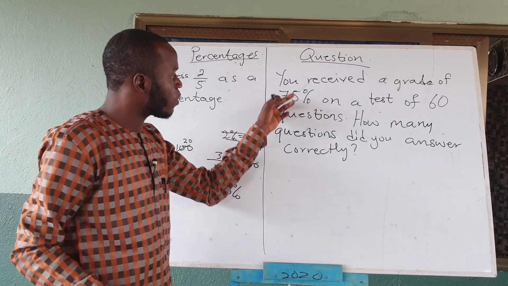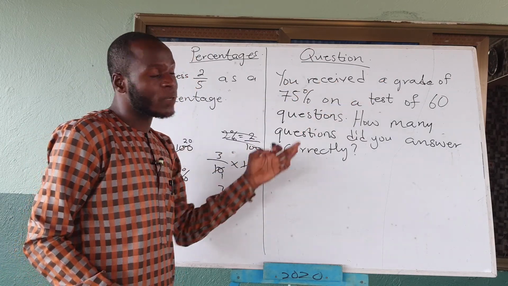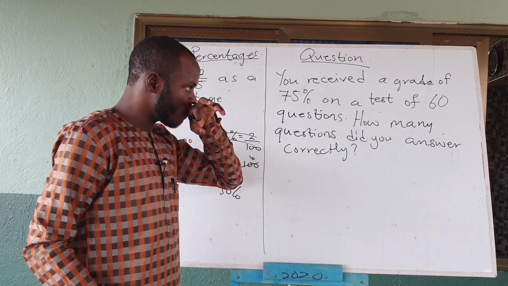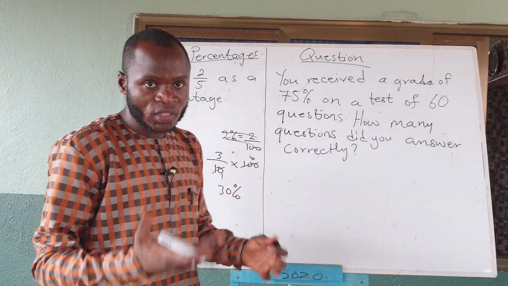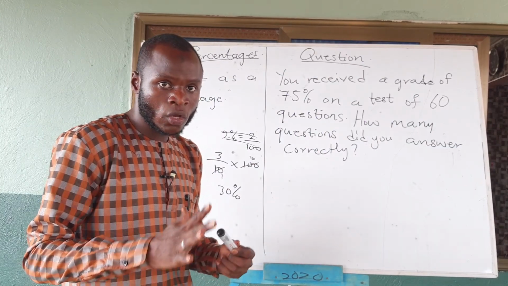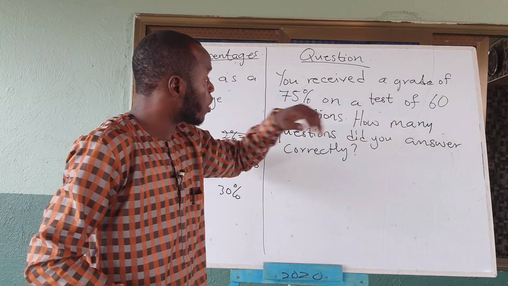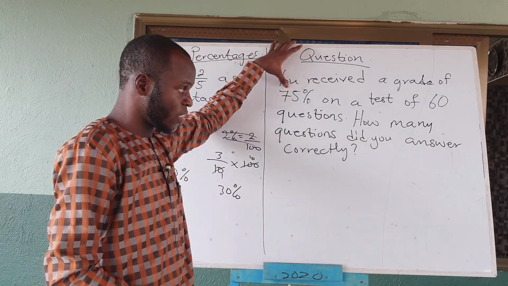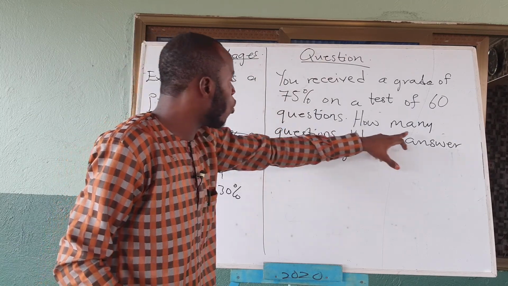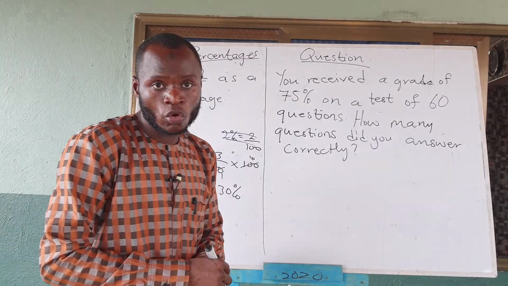Now we have this problem on the board, which is that you received a grade of 75% on a test of 60 questions, okay? So you wrote a test which contains 60 questions, okay? And then your grade which was given after the test was what? 75%. Now it is asking us to find how many questions you solved or you answered correctly, okay?